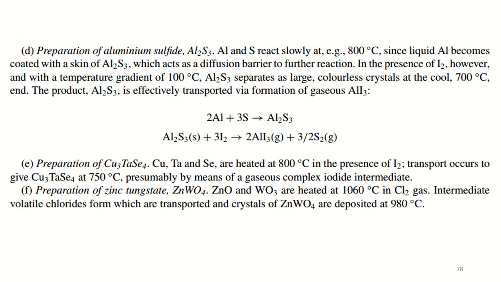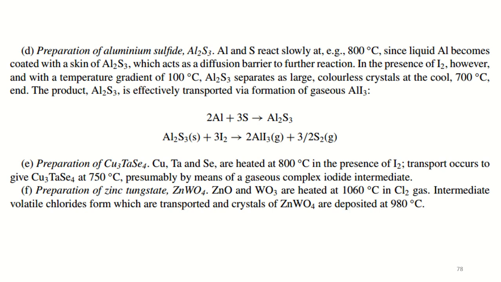In D part, the synthesis or preparation of aluminium sulphide. For the synthesis of aluminium sulphide Al2S3, aluminium and sulfur react slowly at 800 degrees Celsius, since liquid aluminium becomes coated with a skin of aluminium sulphide, which acts as a diffusion barrier to further reaction.